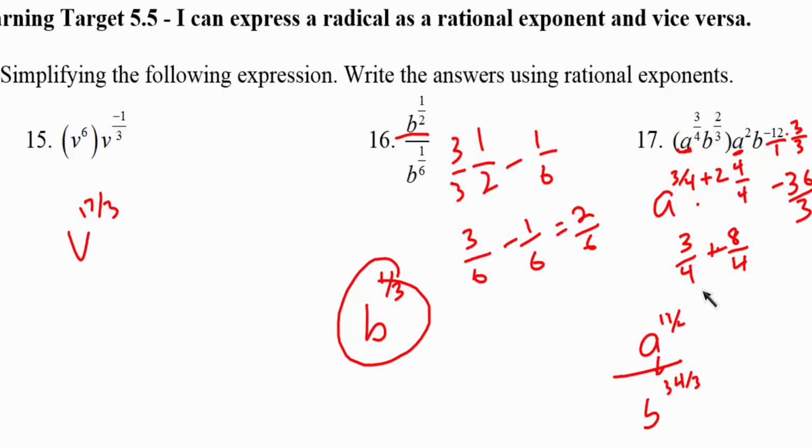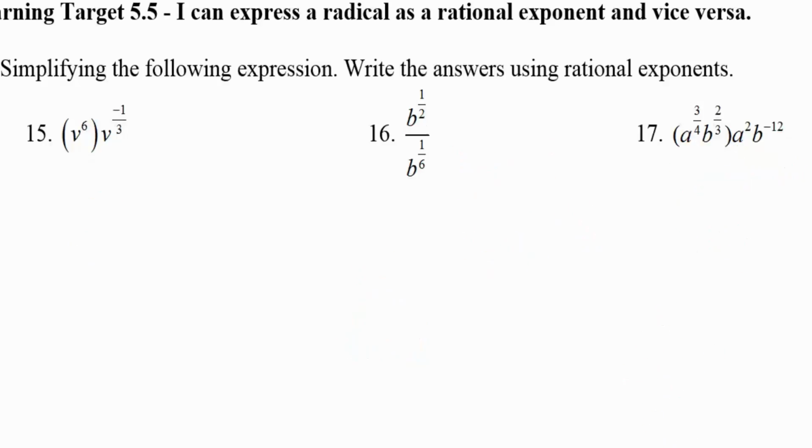So a to the 11 halves, is that right? No, 11 fourths, that's a 4. I think I erased the 4 part there. Over b to the 34 thirds. That's it. So feel free to review this as much as you need to.